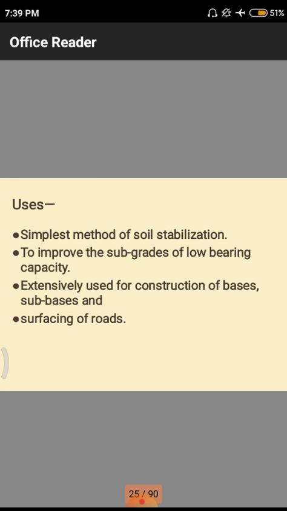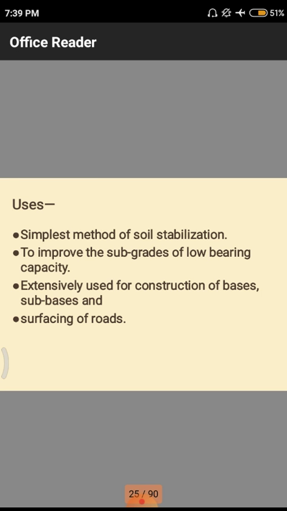Likewise, the first use is that it is the simplest method of soil stabilization. That means it is very simple to do. Why? Because there are no formulas. Simply we have to use these rollers, and we have to roll the land for some quantity of time and weight.